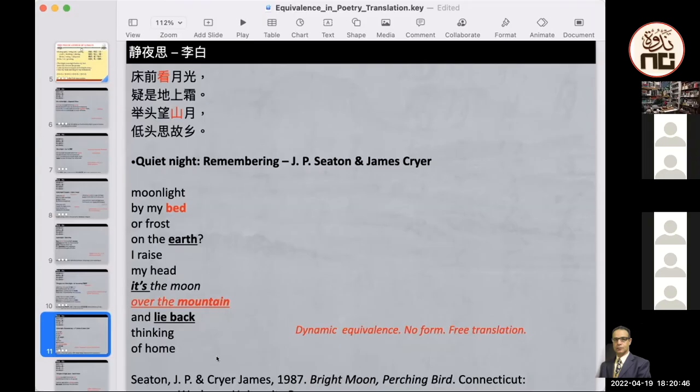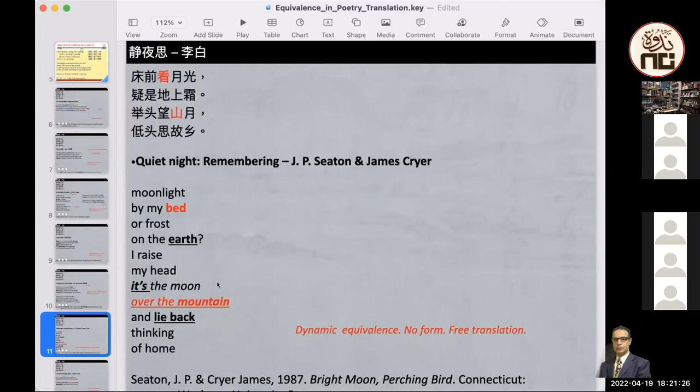He gives himself more liberty in terms of the form. So this is dynamic. Since he preferred to render it in this way, this is dynamic. He thinks that this sounds better in English, sounds more natural in English, will appeal more to the modern English reader. And of course, we can see that there is no accentual rhythm, and there is no certain form. It's free translation. There is no certain form.